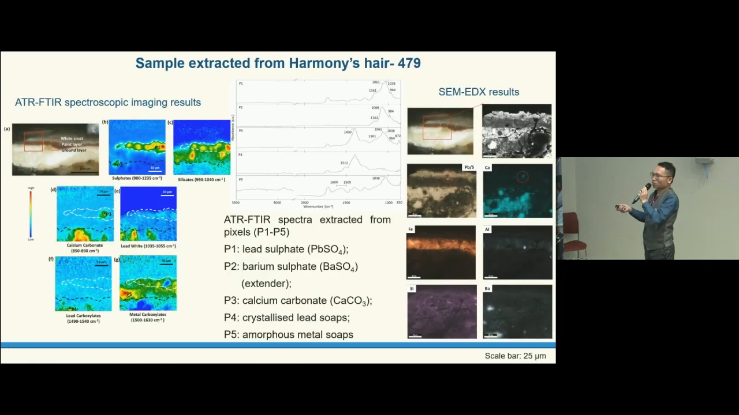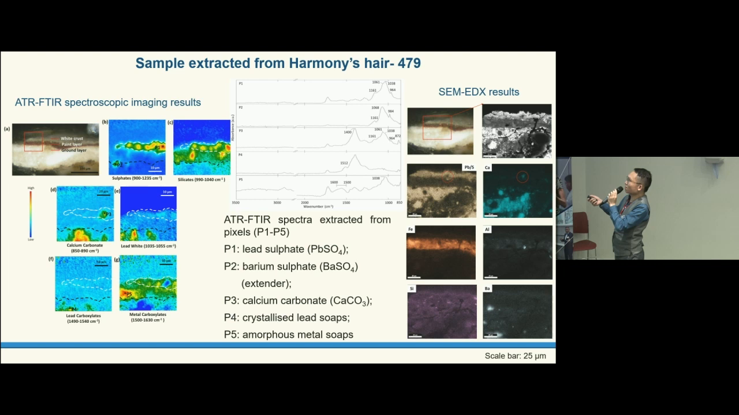So let's move on to the results of this study. This is the first sample extracted from Harmony's hair. And from pictures B and C, you can see the chemical images of the sulfates. So we detected sulfates in the white crust area. Oh, sorry, I forgot to introduce this. This is the microscopy of the cross section. You can see that there is a thick white crust accumulated on the paint layers.